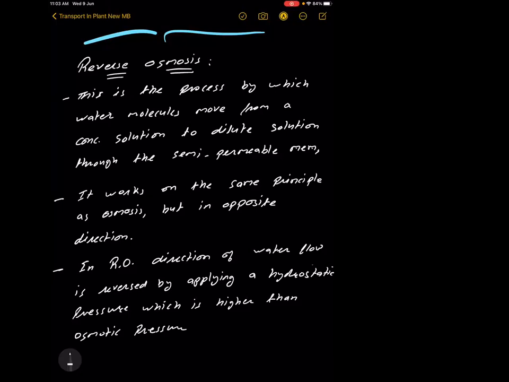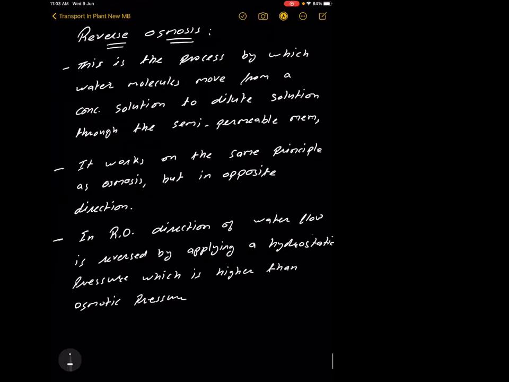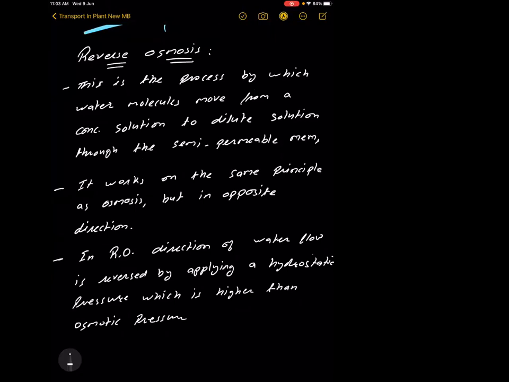It should be higher than osmotic pressure, no? Then the water molecules are able to move from concentrated to dilute. Okay, so this is reverse osmosis. So what will happen if the hydrostatic pressure is lower than the osmotic pressure? No reverse osmosis occurs. The osmosis starts. Water moves from dilute to concentrated as per the rule.